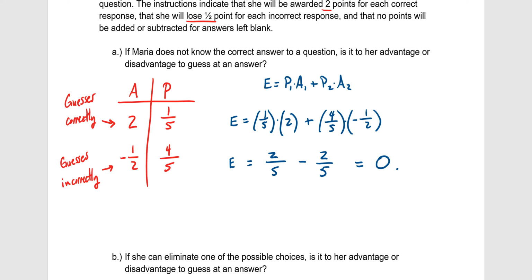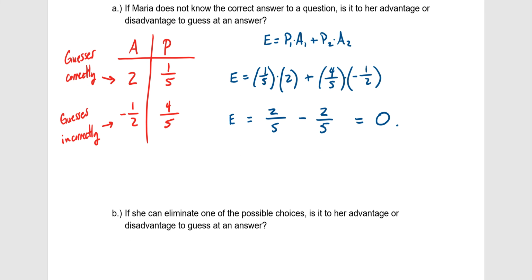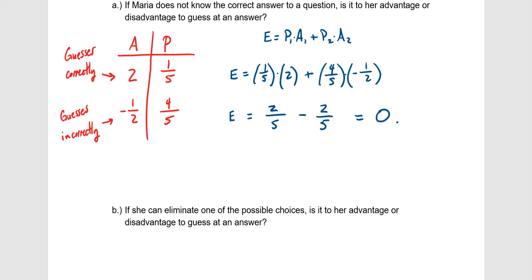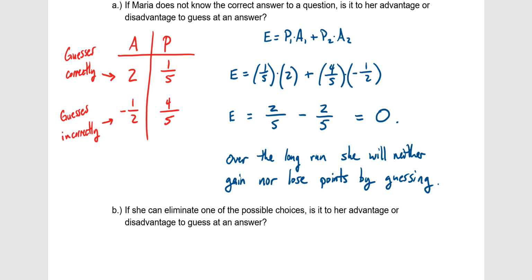So before, what I was going to say is if the numbers were a little bit nastier and you're plugging fractions in the calculators, just make sure you have parentheses around it like I do when I have it written down there. Okay, so we have an expectation, an expected value of 0. So that means over a long period of time, she's neither going to gain nor lose points by guessing. So you could say that it is in her interest to guess, but in the long run, it's not going to make a difference either way.